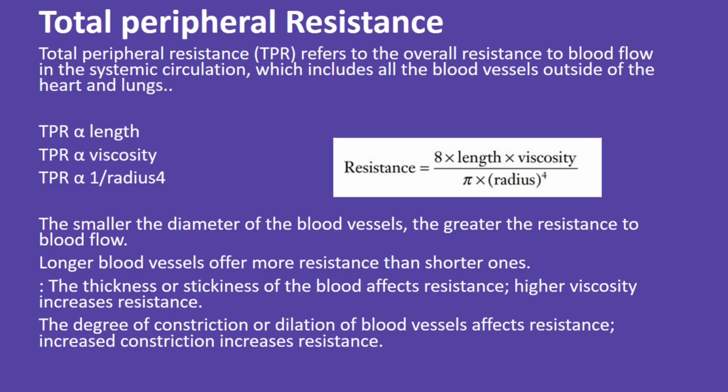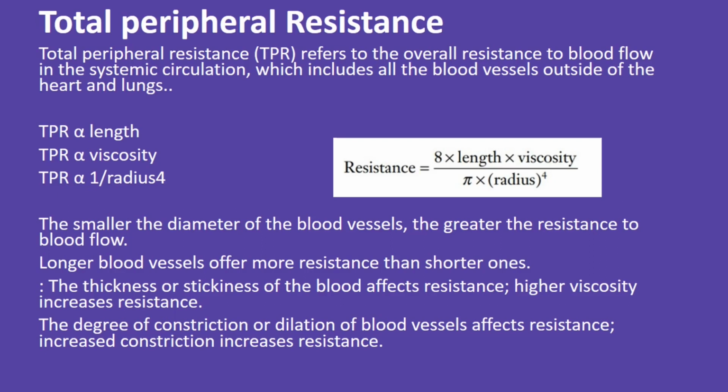Secondly, TPR is affected by blood viscosity, which refers to the thickness or stickiness of the blood. Higher viscosity increases resistance to blood flow. Dehydration and polycythemia are two good examples. Lastly, TPR is inversely proportional to the fourth power of blood vessel radius. This means that even small changes in blood vessel diameter have a significant impact on resistance. Therefore, the degree of constriction or dilation of blood vessels can dynamically alter TPR.